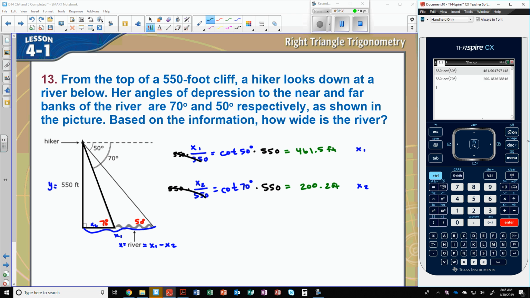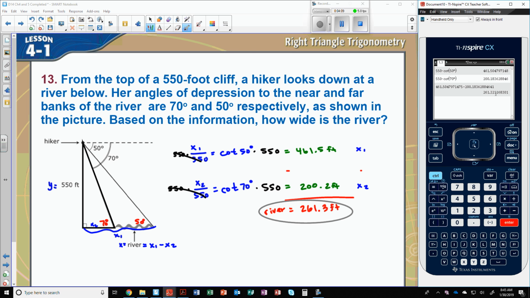I'm just going to draw a line and subtract these. So I'm subtracting x1 minus x2. When I subtract these from each other, I would get 261.3 feet. That is the width of the river. And we could go back up here and just check with the calculator if you wanted. So that answer minus this answer gives us 261.3.